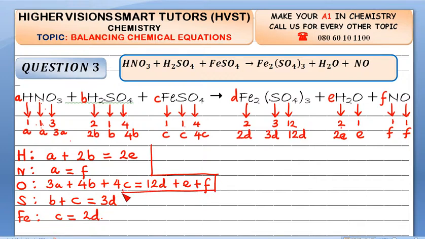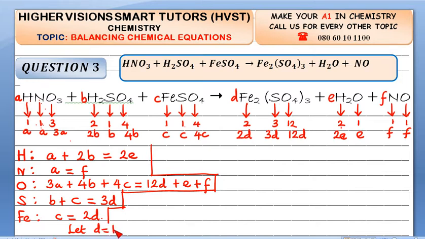The way we start is that we look for the variable with the highest coefficient, which here is D, 12D. So I'm going to assume a value for that D. Let's preferably choose D to be 1. Let D be equal to 1.